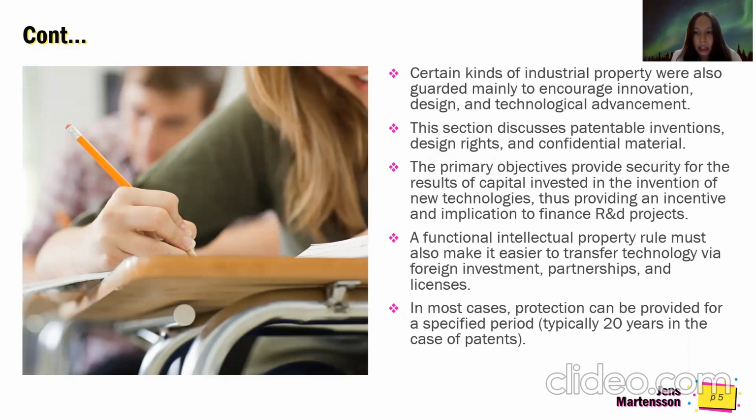A functional intellectual property rule must also make it easier to transfer the technology via foreign investments, partnerships, and licenses. In most cases, protection can be provided for a specified period, typically 20 years in the case of patents.